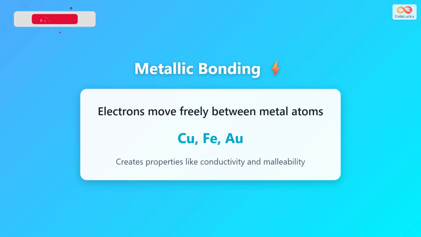The third type is metallic bonding, which occurs in metals. In metallic bonding, electrons are not stuck with any particular atom. Instead, they move freely between metal atoms in what we call a sea of electrons. This is why metals like copper, iron, and gold conduct electricity so well. The free-moving electrons can carry electric current. This type of bonding also gives metals their characteristic properties like malleability and shininess.